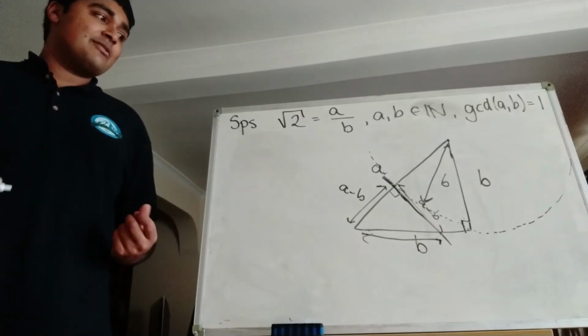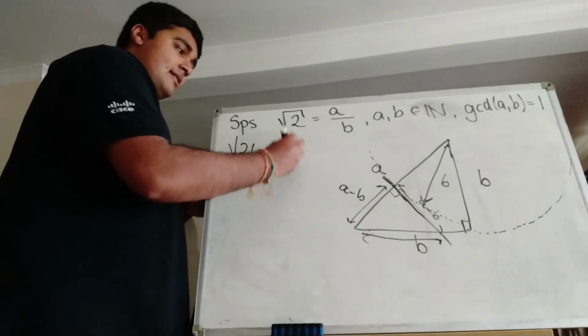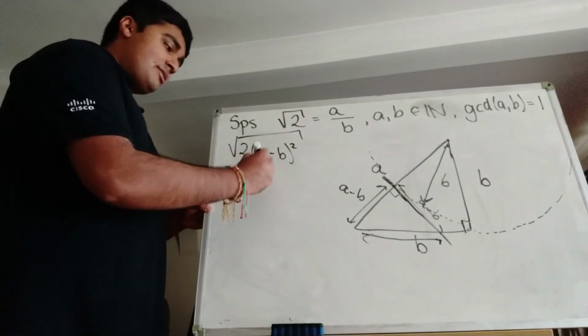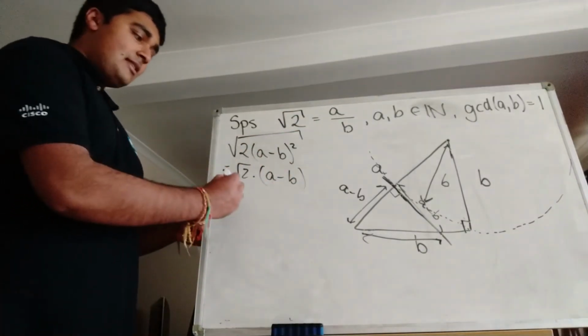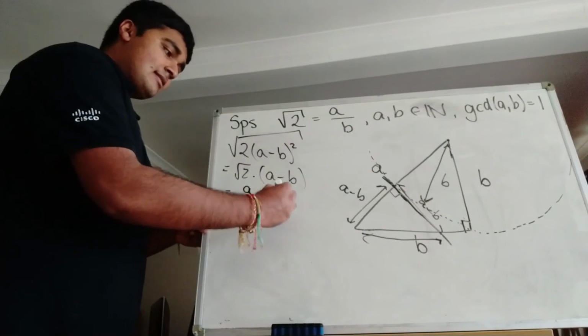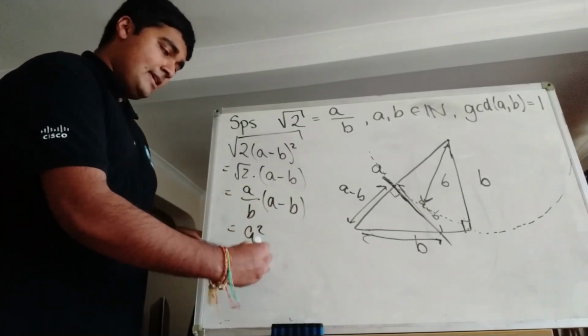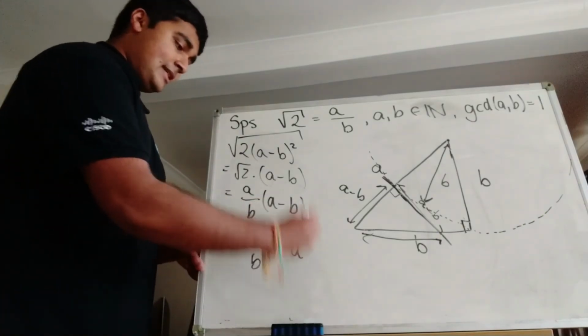Well, just by Pythagoras' theorem, it's just the square root of 2 times (a minus b) all squared, like so, which of course is just root 2 times (a minus b). But root 2 is just a over b, so this is just a over b times (a minus b), like so. And then this is just a squared over b minus a over b times b, which is just minus a.